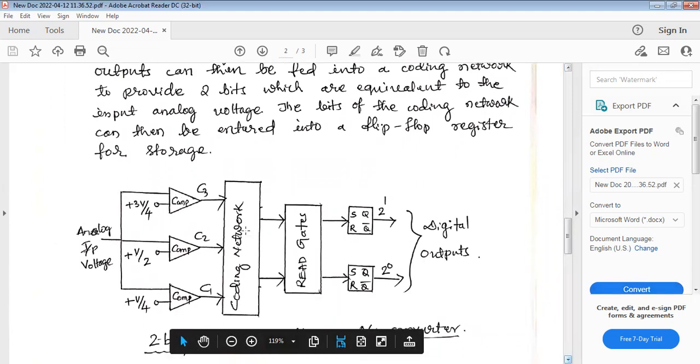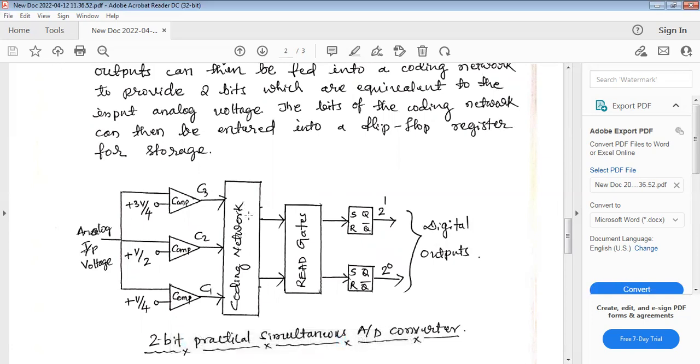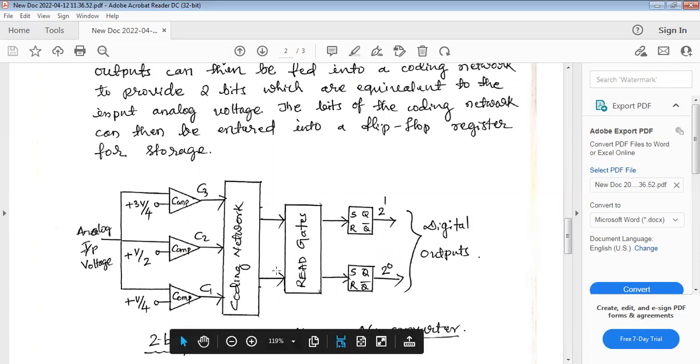Here the output of these three comparators C1, C2, and C3 is fed to this coding network. So this coding network encodes the output of these comparators to make a digital signal. So that digital signal is fed back to these read gates.